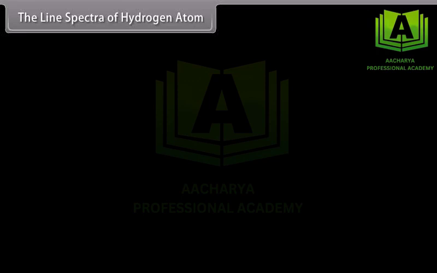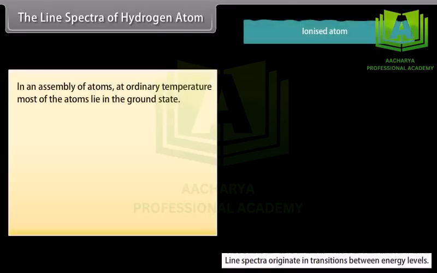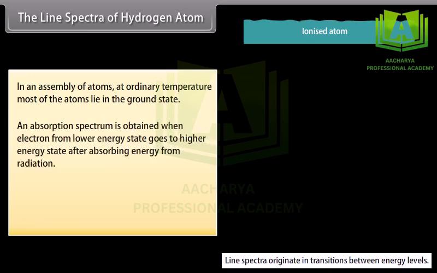The line spectra of hydrogen atom. In an assembly of atoms at ordinary temperature, most of the atoms lie in the ground state. If white light is passed through such an assembly of hydrogen atoms, the transmitted light will not have radiations of various wavelengths. It is the absorption spectrum of hydrogen corresponding to the Lyman series. An absorption spectrum is obtained when an electron from a lower energy state goes to a higher energy state after absorbing energy from radiation. The frequency of absorbed radiation is given by h nu equals E high minus E low.